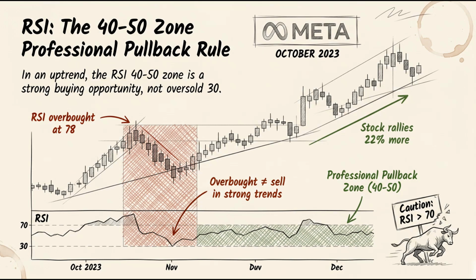In a confirmed uptrend, pros use the 40 to 50 zone on the RSI as a buying opportunity, not the 30 oversold level. When the RSI pulls back into this range during an uptrend, it is just healthy consolidation before the next leg higher. The professional rule is simple. Buy RSI pullbacks to 40 to 50 in an uptrend, and sell RSI rallies into 50 to 60 in a downtrend. This shifts your perspective, turning the RSI from a simple reversal tool into a powerful filter for trend continuation.